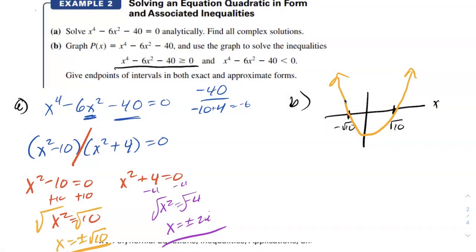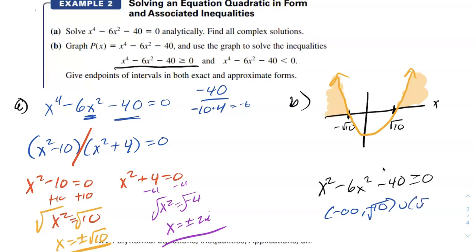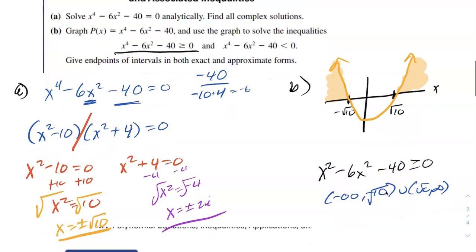Let's answer this question first. X to the 4th minus 6x squared minus 40 is greater than or equal to 0. Now again, I have the graph already. So where is it greater than or equal to 0? Right here, where it's above the x-axis. So that'd be from negative infinity to negative rad 10, union rad 10 to infinity. The numbers suck, but that's how you solve it.